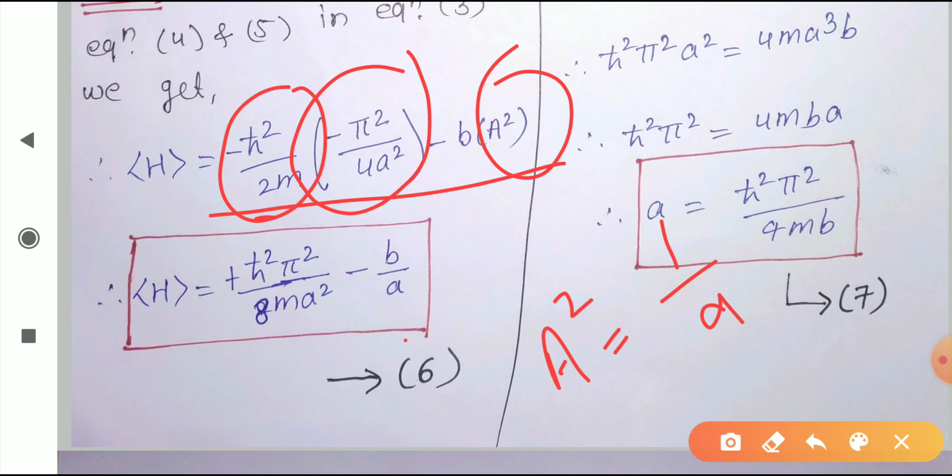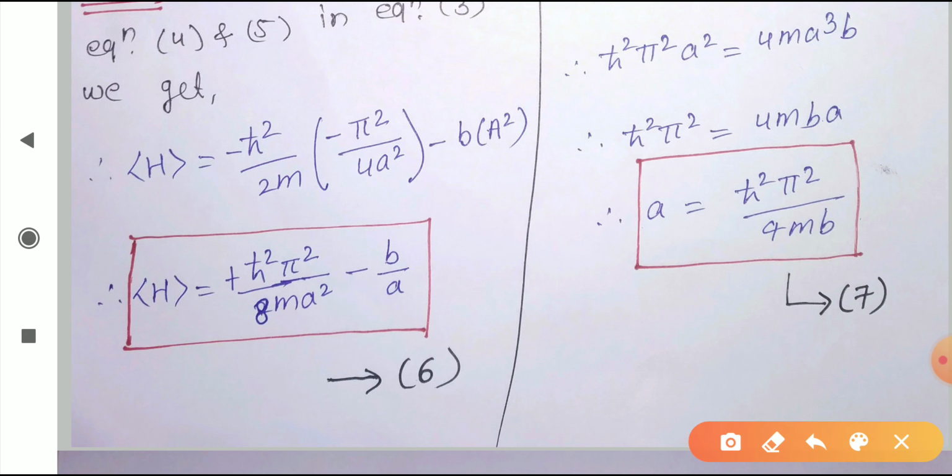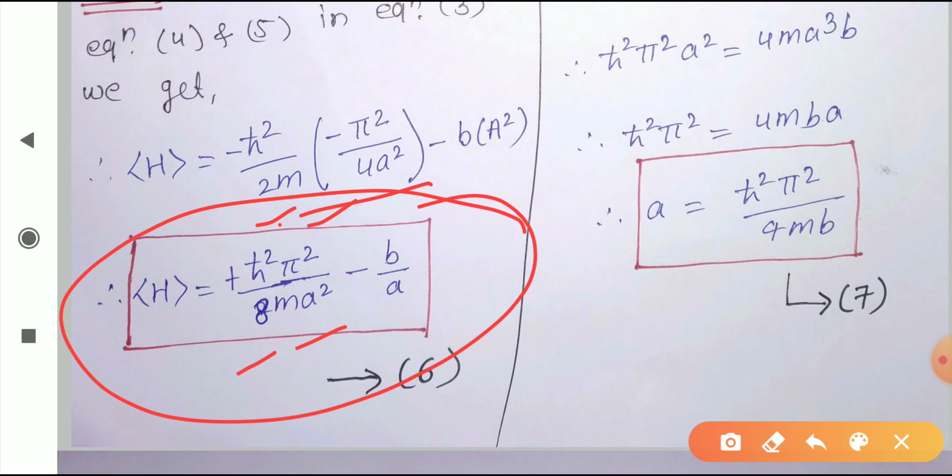Okay, then minus π² upon 4a². When we multiply this, what will we get? Minus minus will give us plus here. Then ħ² as it is, π² as it is. Here 2 into 4 gives us 8, and then m a². So we will get this expectation value of H.